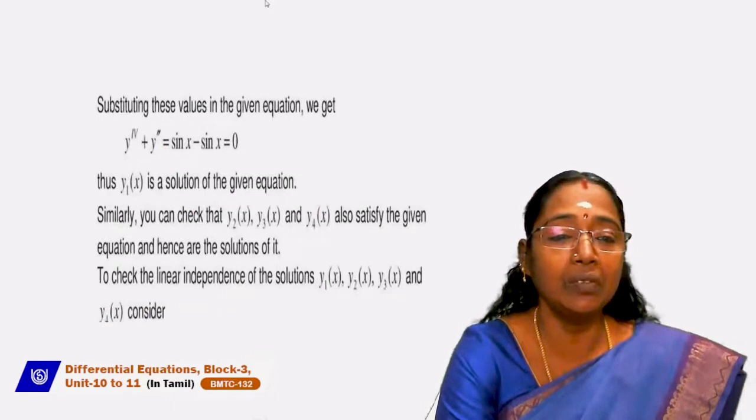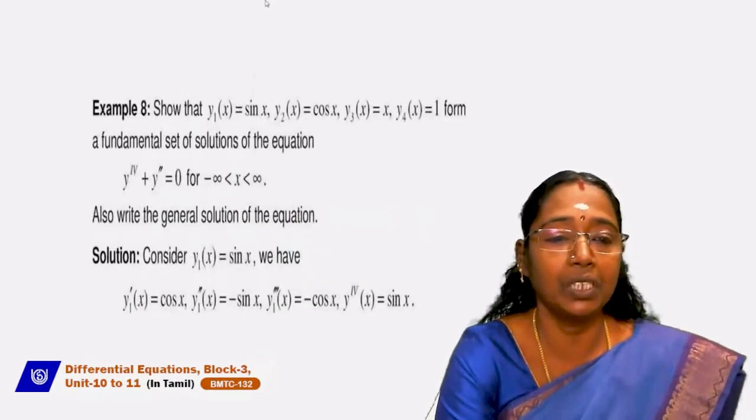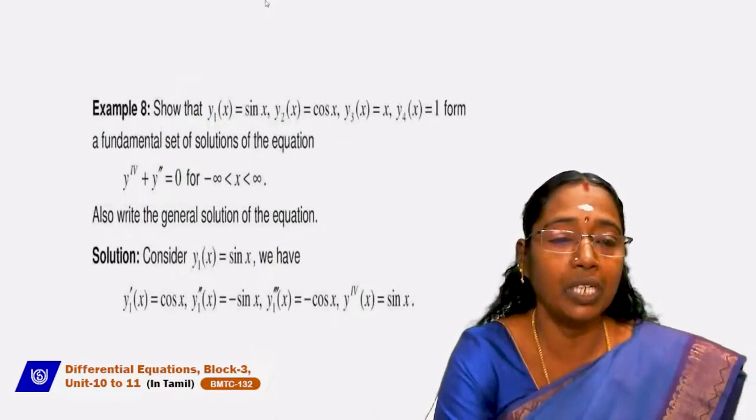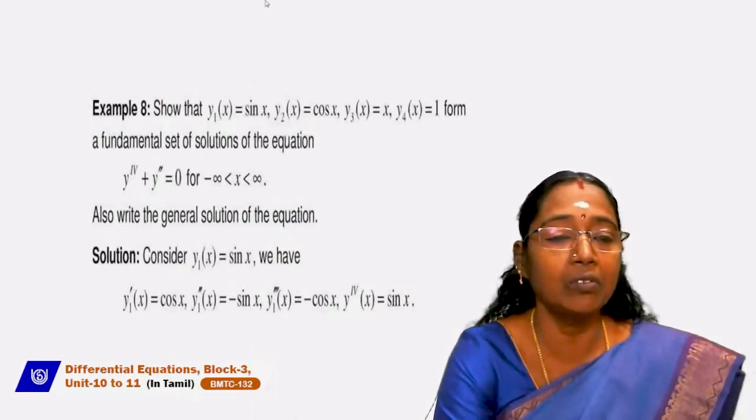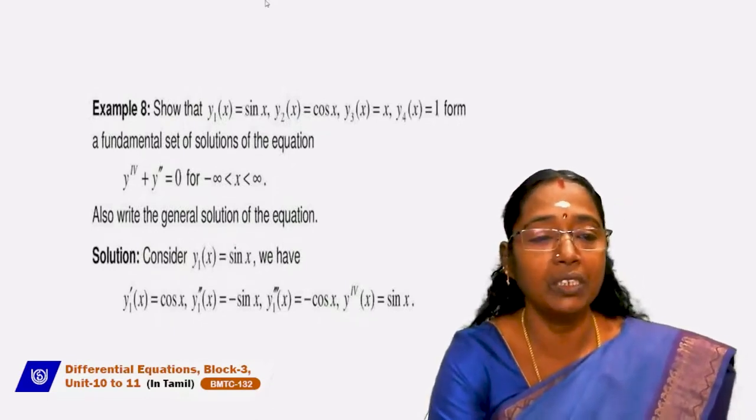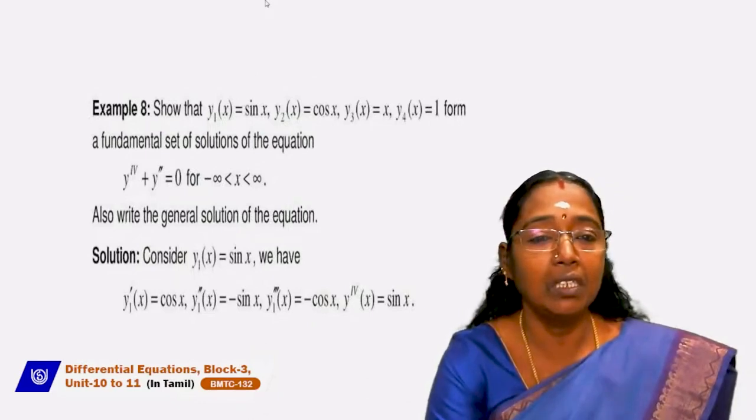Now, substituting these values in the given differential equation y4 dash plus y double dash equal to 0. This differential equation exists in the interval minus infinity to plus infinity. First, you substitute a value for y1 4 dash and then y1 double dash. What is y1 4 dash? That is equal to sin x. What is y1 double dash? Minus sin x. Therefore, sin x minus sin x is equivalent to 0. Therefore, the given function y1 of x satisfies the given differential equation.